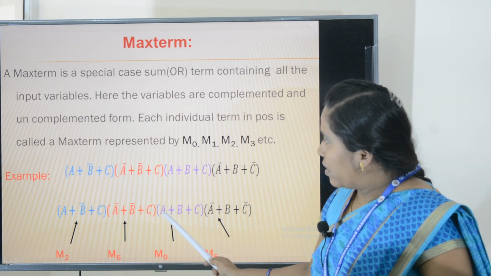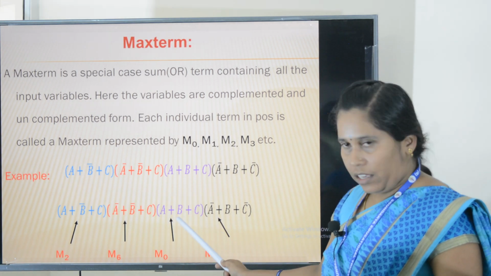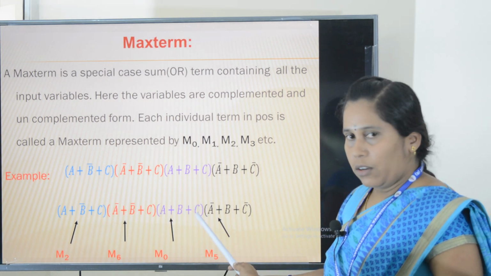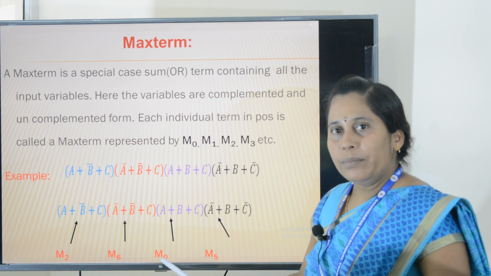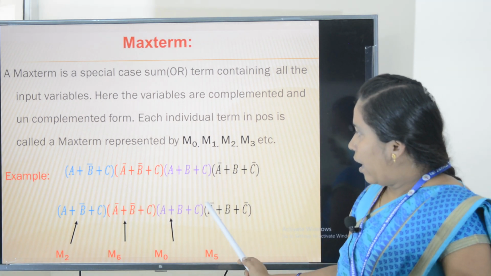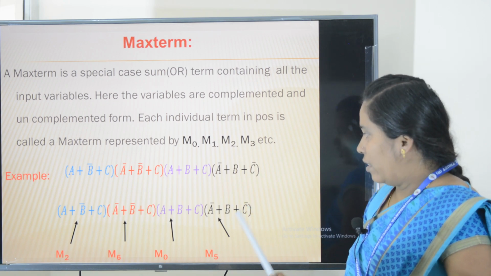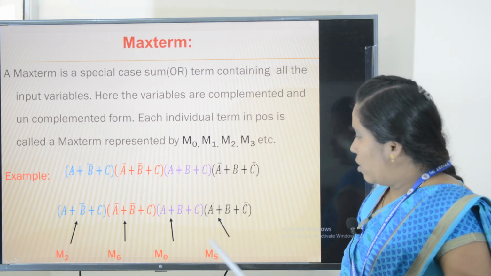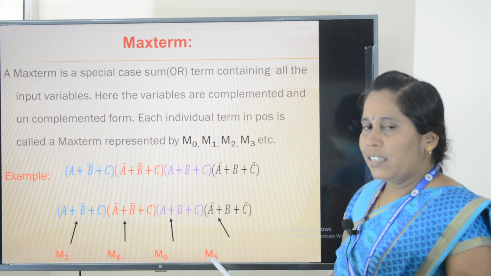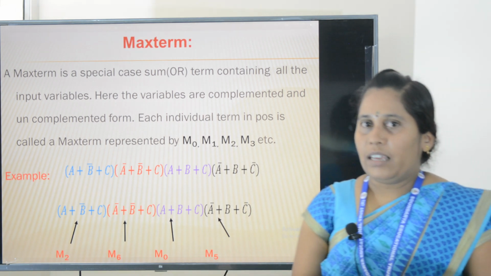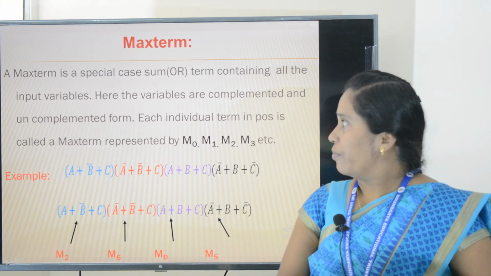The next one is a is 0, b is 0, c is 0. So this is M0. The next one is a bar is 1, b is 0, c bar is 1. That is 1, 0, 1, called as M5. Maxterm is represented by capital letter M.